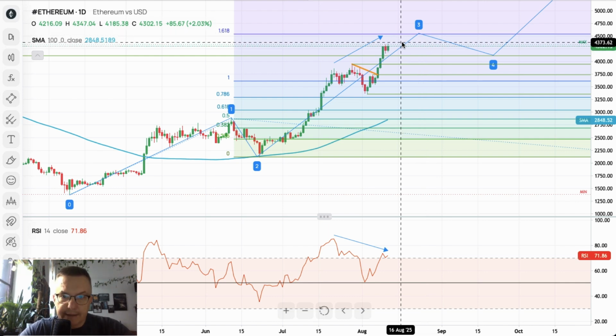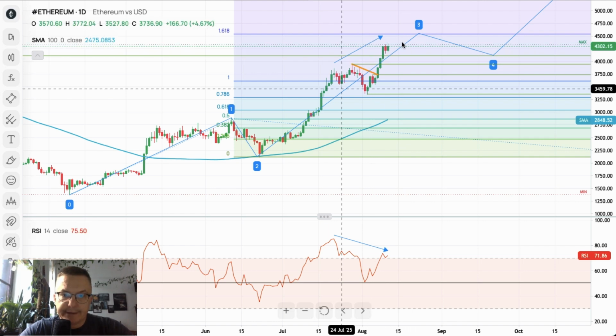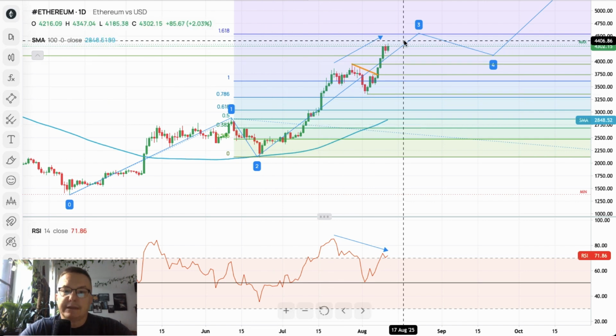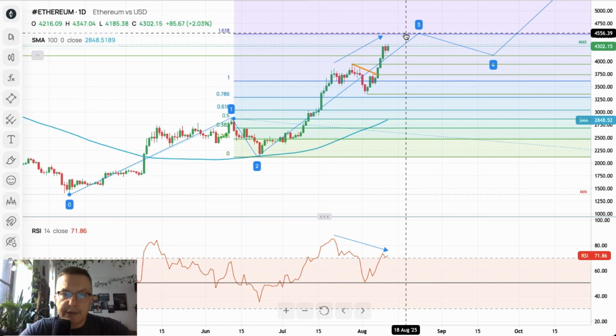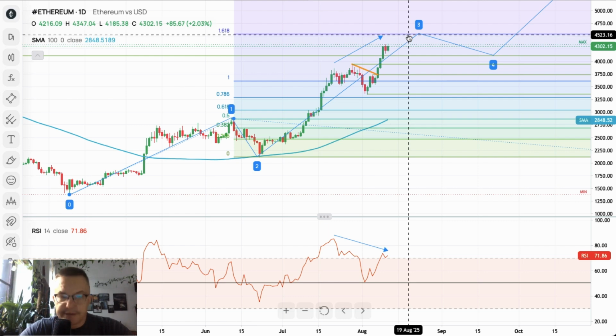Please pay attention to the current prices, because this movement to the upside on the Ethereum is about to be terminated, and then the corrective cycle should be started.